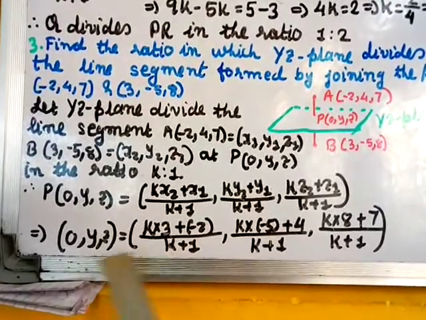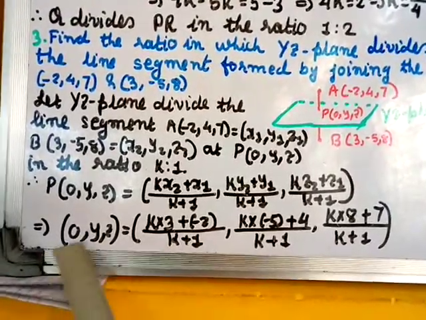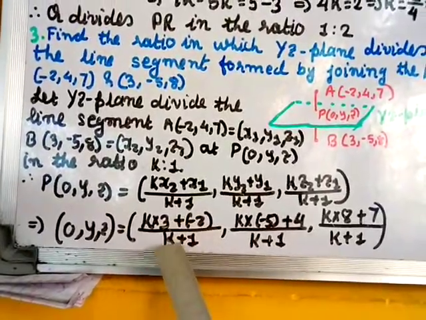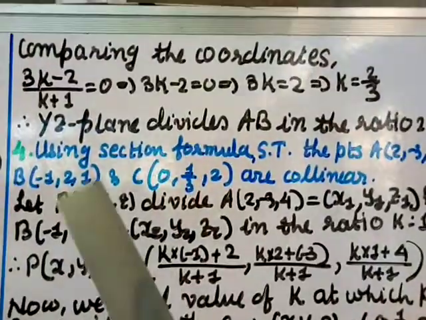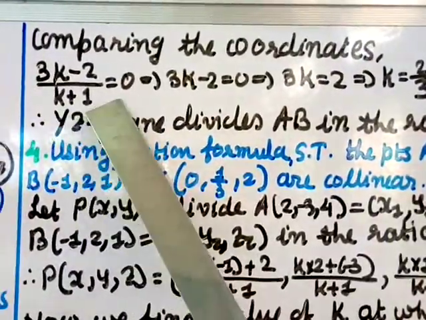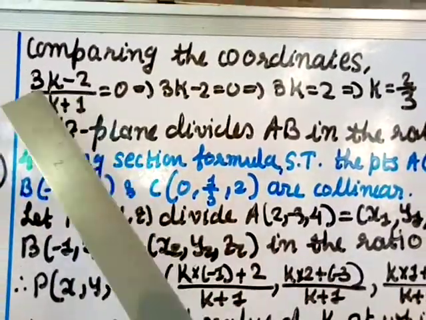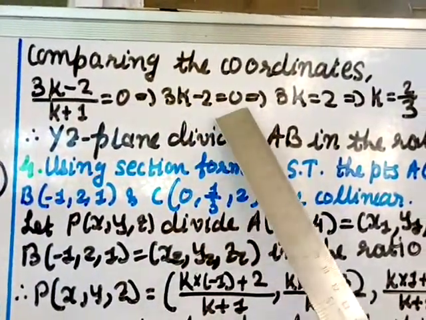So comparing the coordinates, we will compare the first coordinate first. So here (3k - 2) divided by (k + 1) equals 0. K plus 1 transfers over here, multiplied with 0, it will cancel. So here remains 3k - 2 = 0.